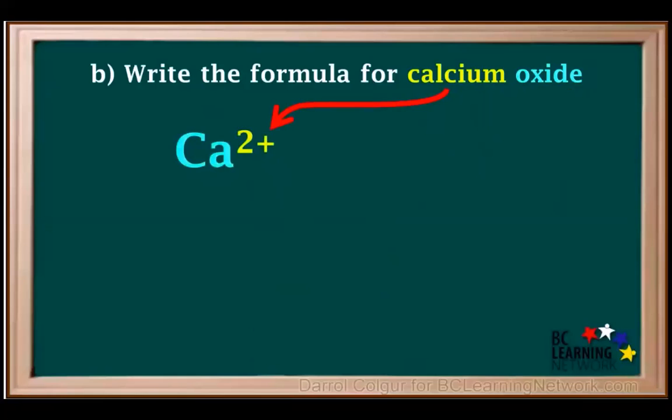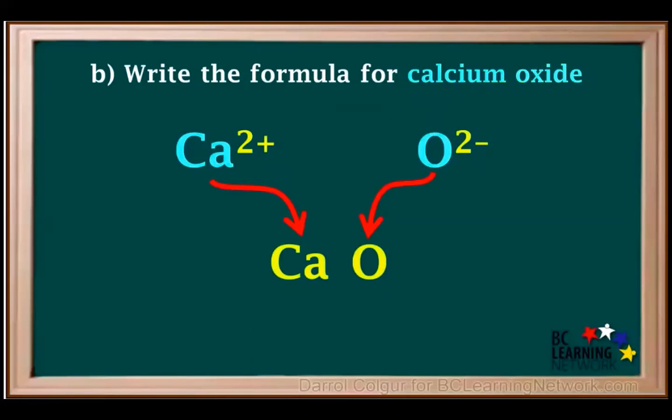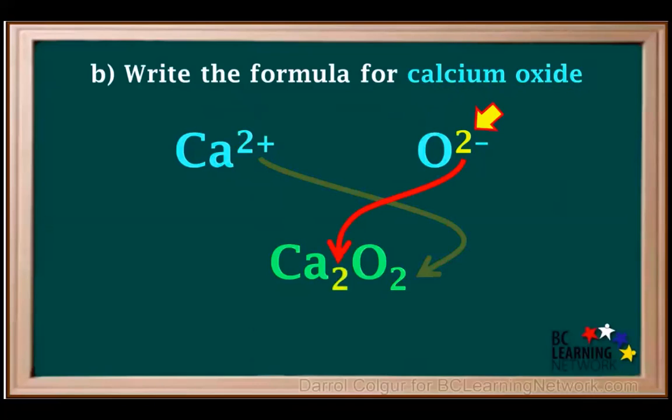We look up calcium and it's Ca with a charge of positive 2, and oxide is O with a charge of negative 2. We start the formula by writing down the symbols Ca and O. The charge on calcium is positive 2, so we cross over and write a 2 next to oxygen in the formula. The charge on oxide is negative 2, so we cross over and write a 2 next to calcium in the formula. Notice we always drop the negative when we write subscripts.